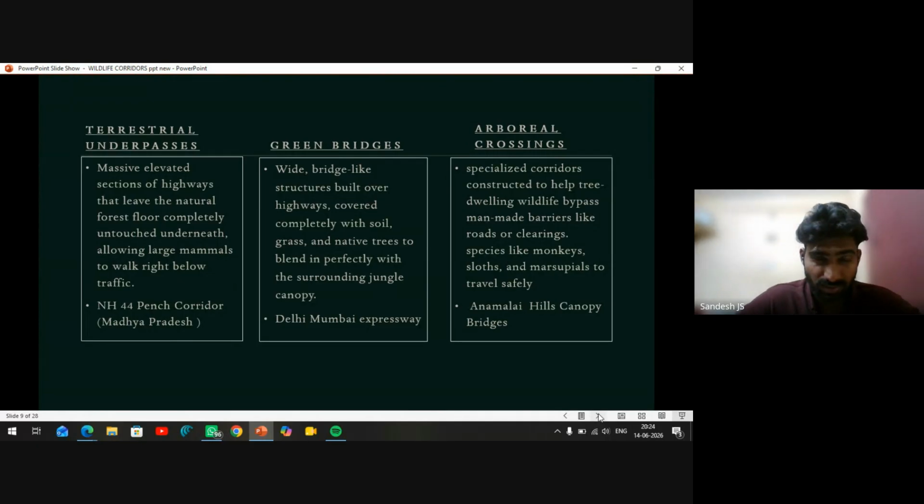So in these underpasses, in the underground, animal or wildlife movement is highly active, and above, human activities like vehicles on highways and roads are passing. The example is the NH44 Pench corridor in Madhya Pradesh, a 16-kilometer stretch of highway, and underneath there are wild movements. Camera traps have documented movements of tiger, elephant, etc.